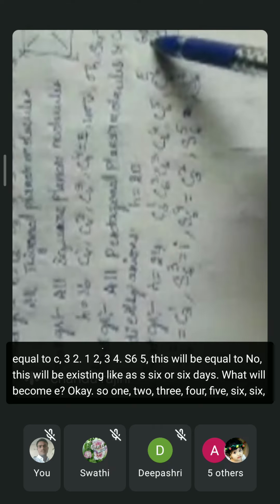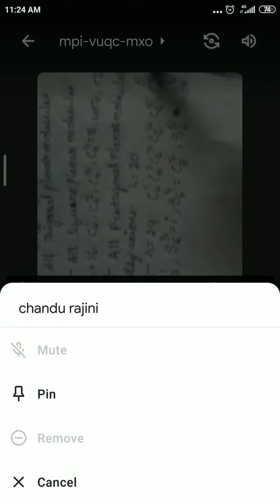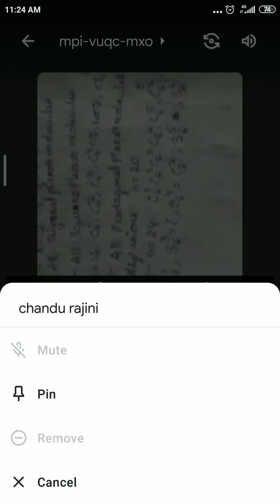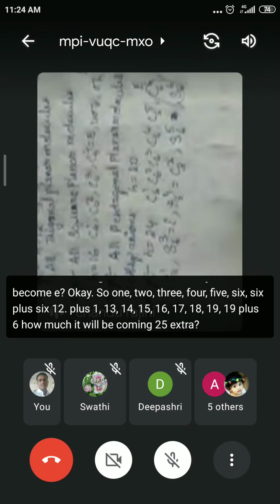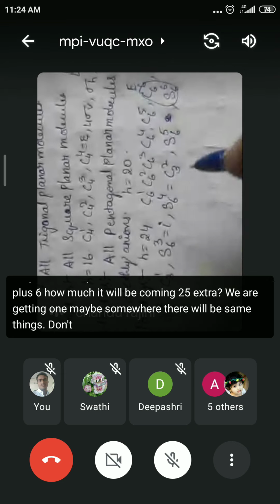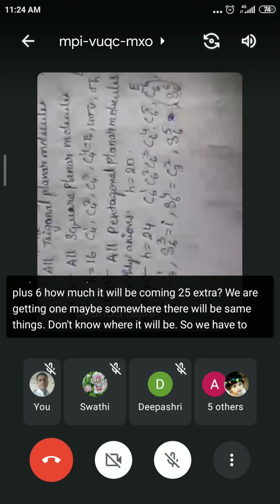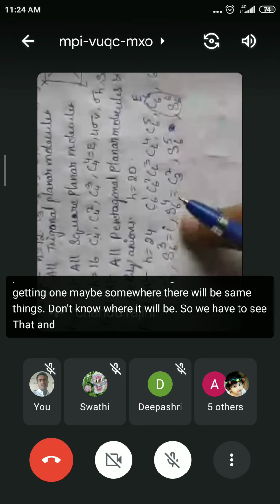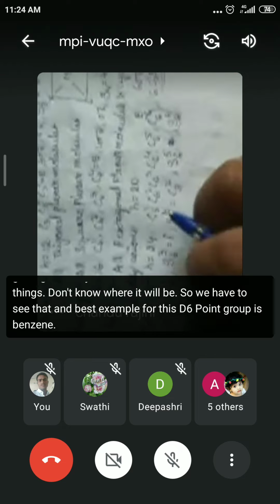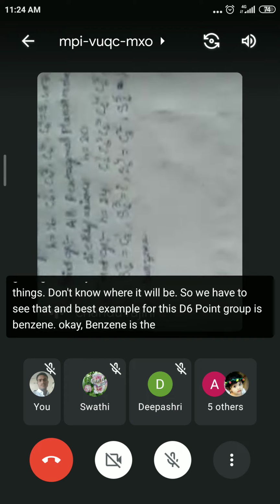So 1, 2, 3, 4, 5, 6. 6 plus 6, 12. 12 plus 1, 13. 14, 15, 16, 17, 18, 19. 19 plus 6, how much? It is becoming 25. Extra we are getting 1. Maybe somewhere there will be the same things. Don't know where it will be, so we have to see for that. And the best example for this D6h point group is benzene. Benzene is the best example.